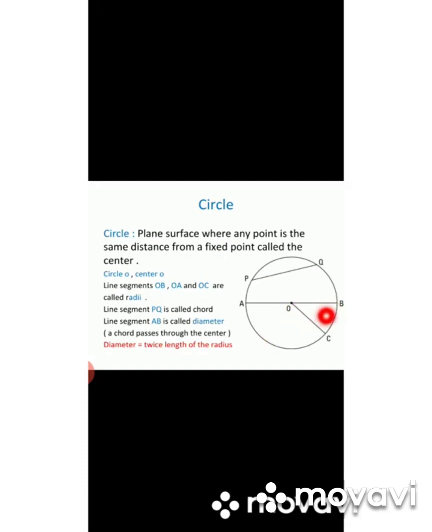For example, if the length of the radius OB equals 5 centimeters, then the length of the diameter AB will be 2 times 5. So the diameter will be, in this case, 10 centimeters. In the opposite case, if the diameter length equals 20 centimeters, then the radius OC equals 10 centimeters.